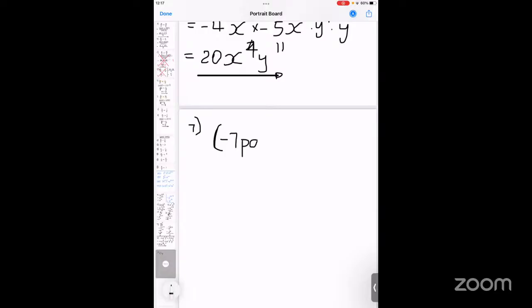Negative 7, we have pq. The q is to the 5, and then we square that. Okay, now let's see, Manahil. What's happening there? So we are first going to write, we're going to multiply the 5 by 2, and we're going to write it on top of p and q.